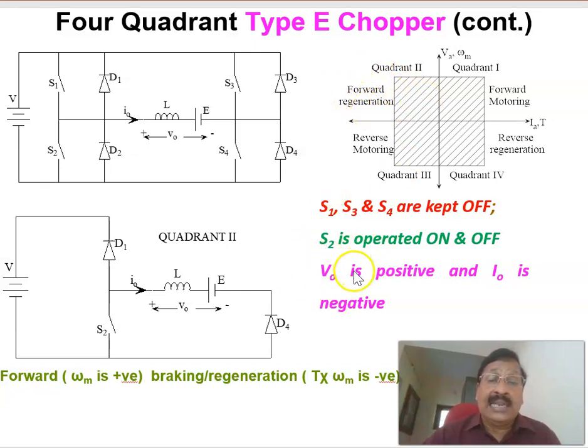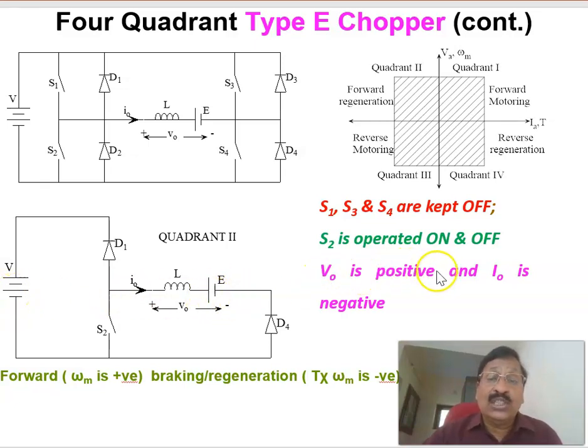And these are the status of the switches. S1, S3, S4 are kept off, and S2 is operated at high frequency. When it is on, the voltage is 0. When it is off, you will get the voltage V. By controlling the duty ratio, you can control the average voltage across the motor, so that the speed of the motor is reduced, because the power is flowing from the motor into the source. That's the braking action taking place.